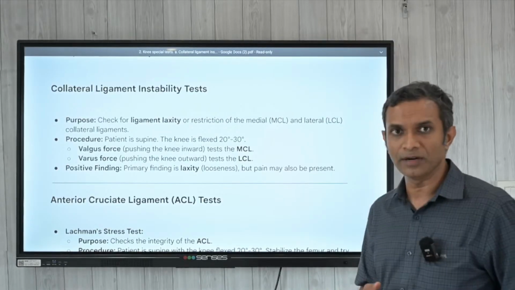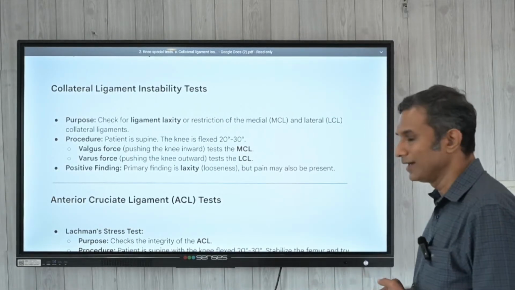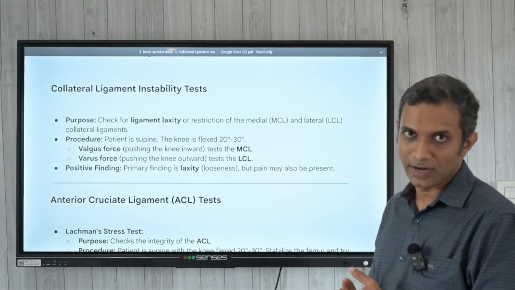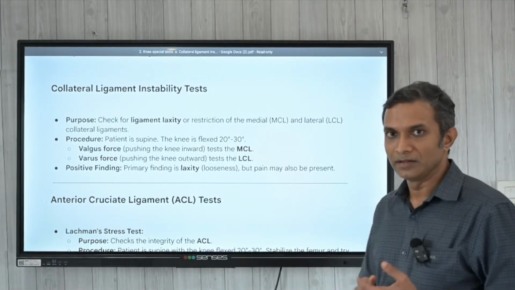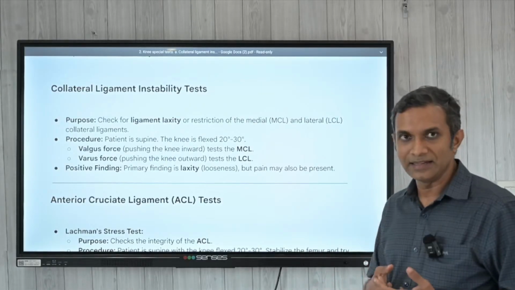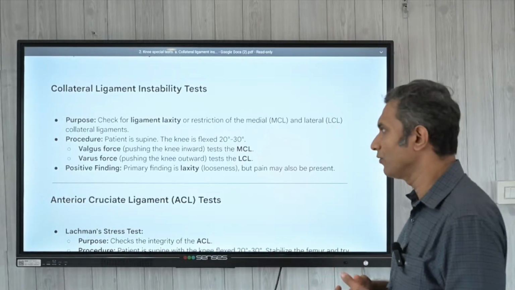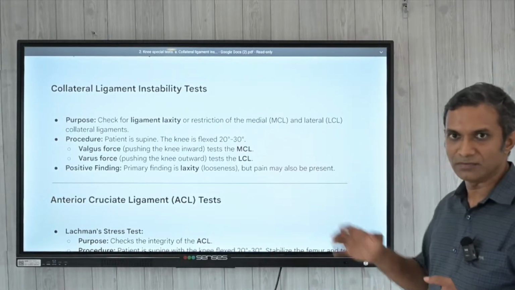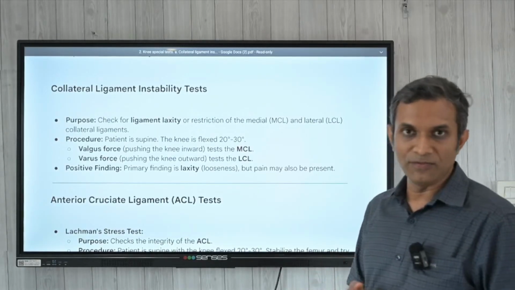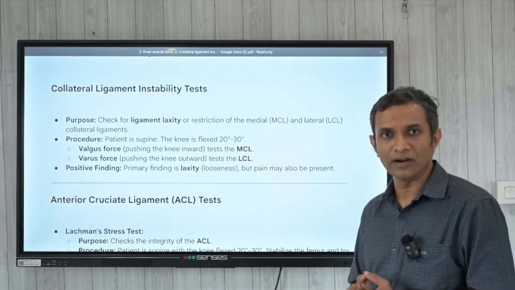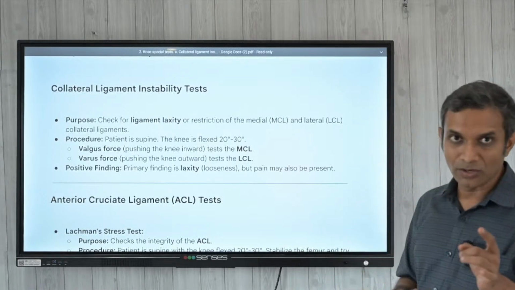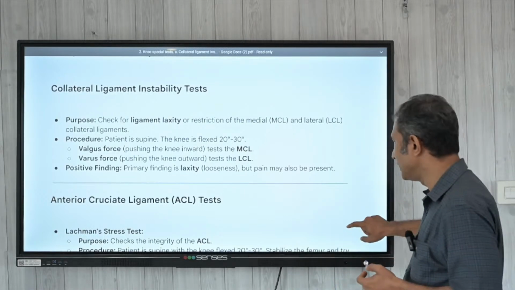So the position is very important. There is a 20 to 30 degree knee joint flexion, and a valgus and varus force is applied to differentiate between the medial collateral ligament and the lateral collateral ligament. Depending upon the joint play that the examiner or the therapist gets, we come to a conclusion whether there is a laxity or a certain possibility of rupture. So the patient is in supine, the knee is flexed to 20 to 30 degrees. We apply a valgus force, which tests mainly the medial collateral ligament, and for checking the lateral collateral ligament, we do a varus stress test. So the range: the knee joint is flexed to 20 to 30 degrees.